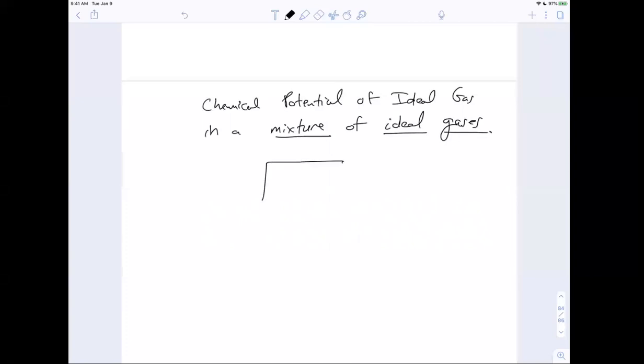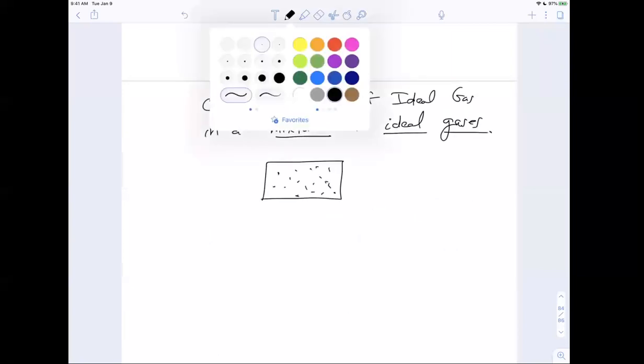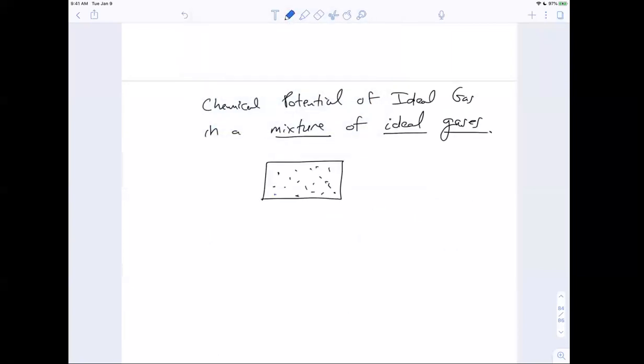So let's just think about this, right? So we have a container at a particular temperature and pressure. And so we have gas A, and then in another color, we could have gas, let me make those X's, gas B. It doesn't matter which is A and which is B, okay? So B is equal to an ideal gas, and A is an ideal gas. So you have two ideal gases, okay, in the system.